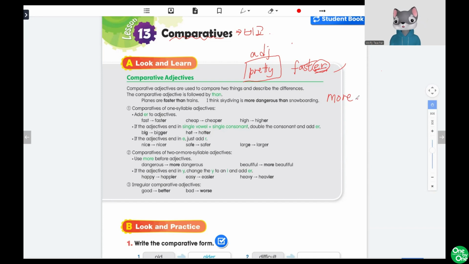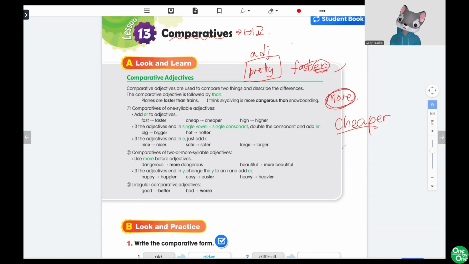So for example, I'm going to give you an example. So as I said, if I have the word cheap, how many syllables are there in cheap? There's only one syllable, right? Then we need to use an ER in the end. It's cheaper. 더 싸다 할 때 it's not cheap, it's cheaper 라는 단어를 써요. Okay? What about if there's more than one or two syllables? Then we have to use the word more in the beginning.